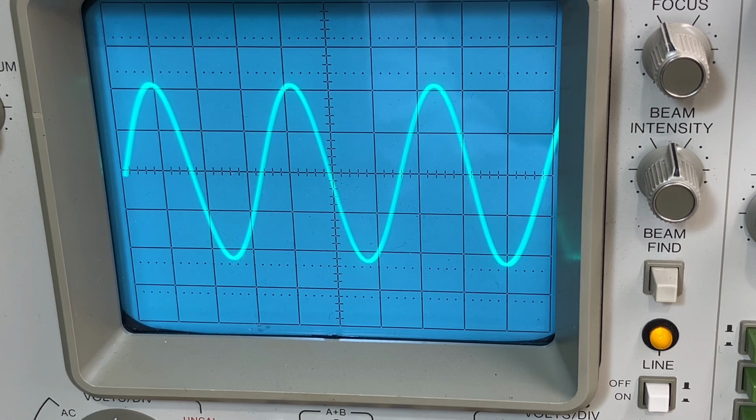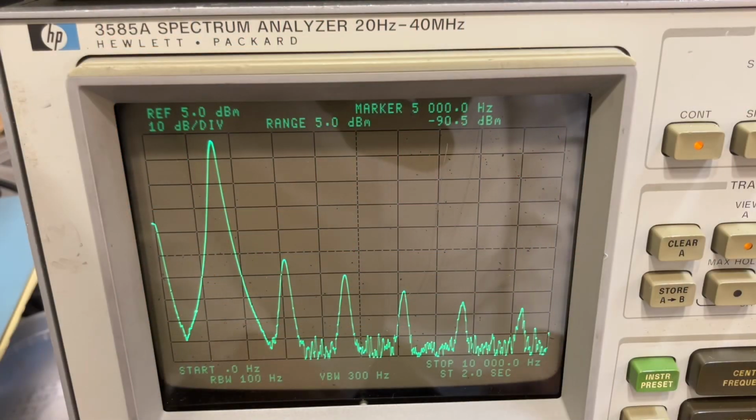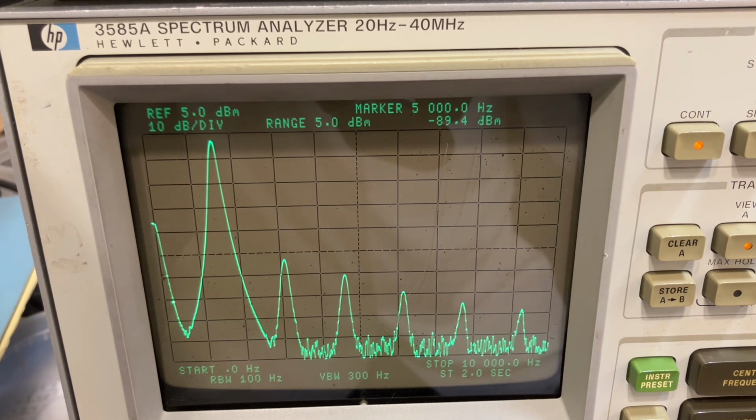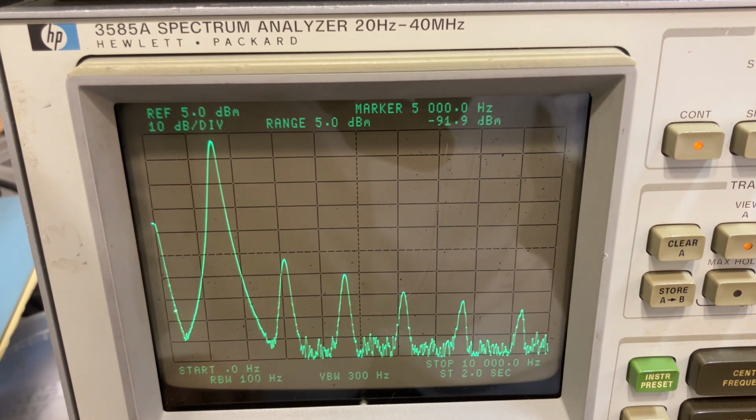I'd like to hook it up to my spectrum analyzer and see what it looks like in the frequency domain. Take a look and see what kind of harmonics are coming out of it. We can also measure the frequency more precisely that way. So let's do that. Okay, so here we are hooked up to the input of the 3585A spectrum analyzer. It looks pretty good. Let's put the marker down on the fundamental here and see what we have.